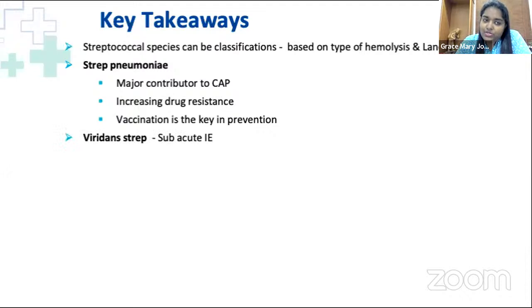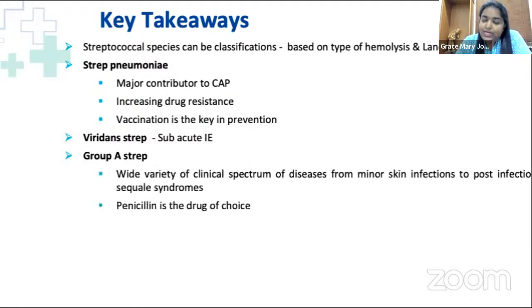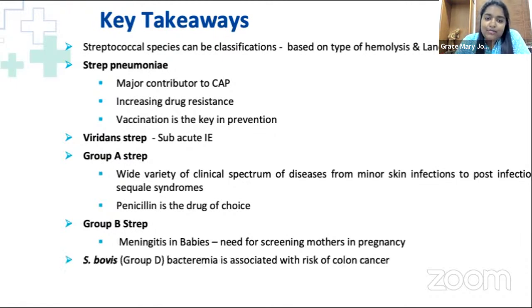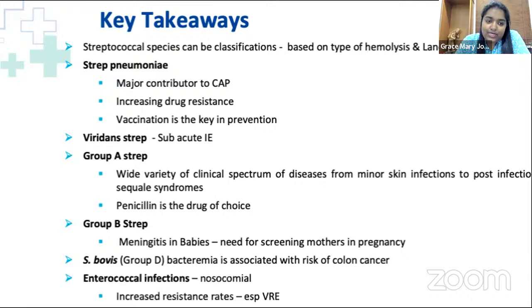Viridans streptococcus is usually associated with subacute endocarditis. Group A streptococci, a lot of diseases it can cause. Penicillin is the drug of choice. Group B streptococcus, B for baby: meningitis in babies, neonatal sepsis, need for screening mothers during pregnancy. Whenever you have Streptococcus bovis bacteremia, it is associated with higher risk of colon cancer.